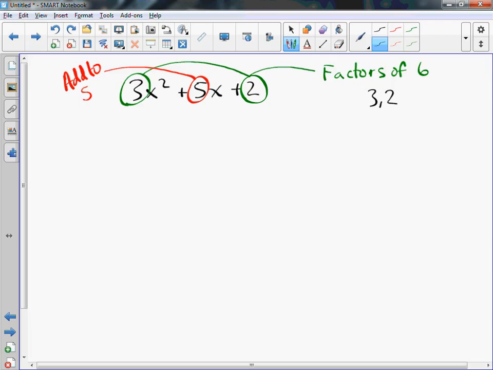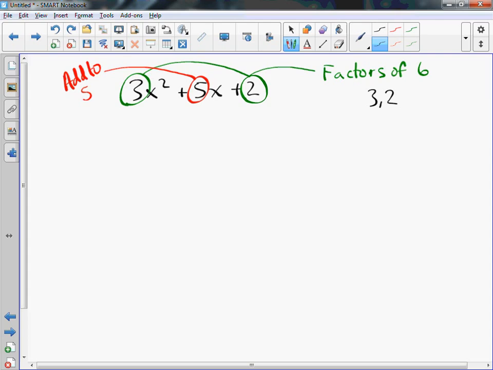Most of us could have come up with that pretty quick. If it was -6, we could have had 6 and -1, because those would have added to be 5. So there were other ways, but in this case, if we want it to be a +6 and a +5, they have to be 3 and 2.